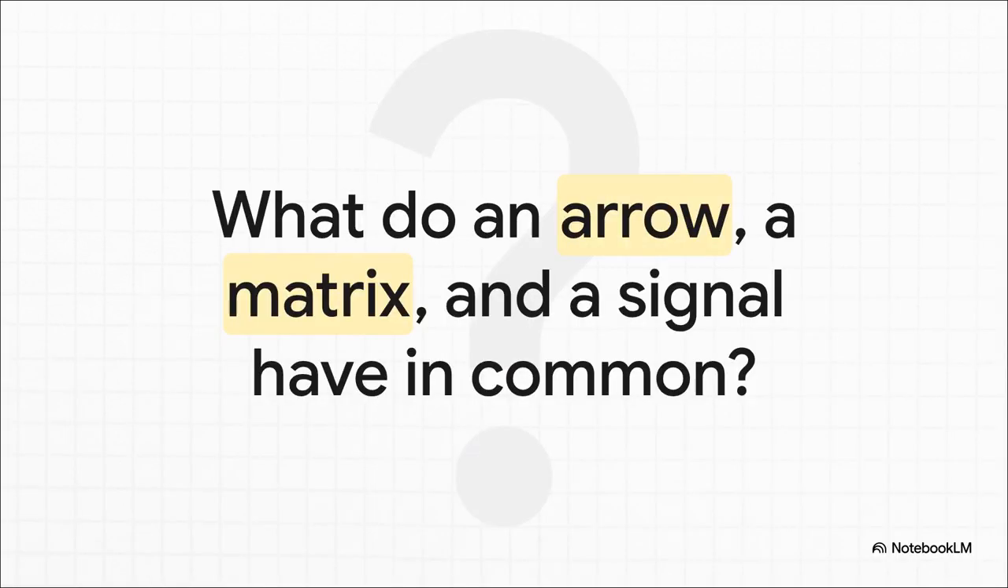At first glance, this feels like a trick question, right? An arrow points somewhere, a matrix is just a grid of numbers, a digital signal is, well, a sequence of values over time. What on earth could possibly unite them? The answer, as we're about to see, isn't about what they are, but what we can do with them. It turns out they all play by the exact same set of rules.